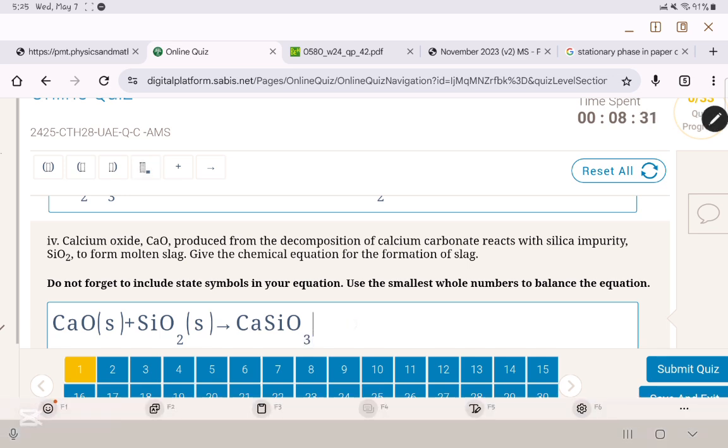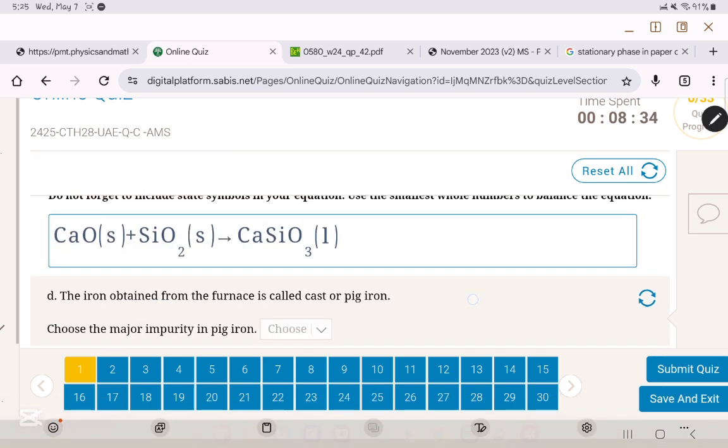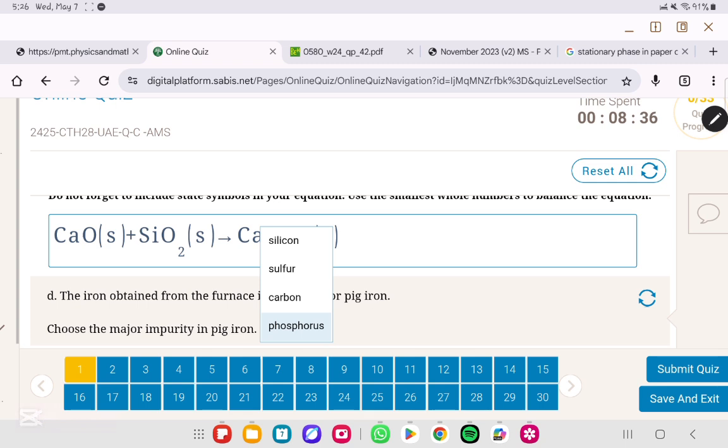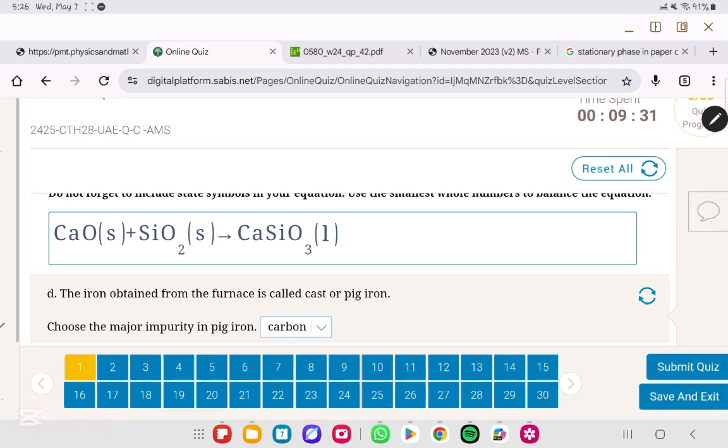So CaSiO3 liquid L. Okay? Now, choose the major impurity in pig iron. Usually, most of the time, it is carbon. This is in pig iron, but I remember doing a past paper where they said one of the impurities of the process of the blast furnace is SiO2. Okay, so that is it for the first question.